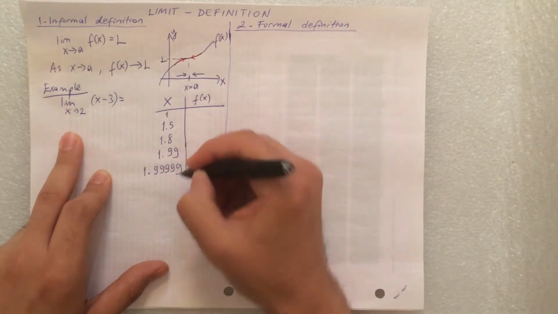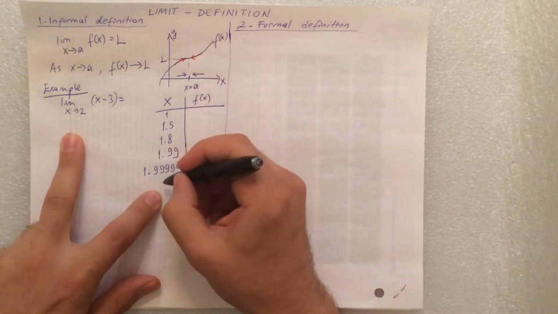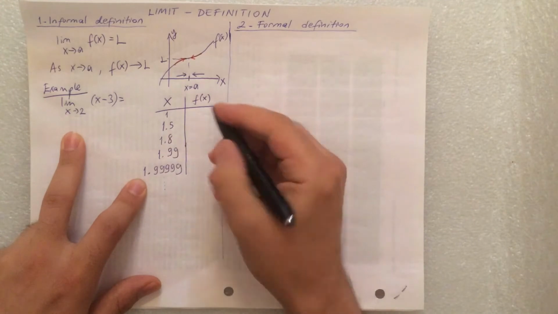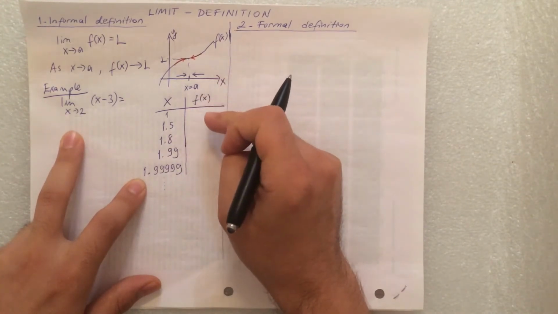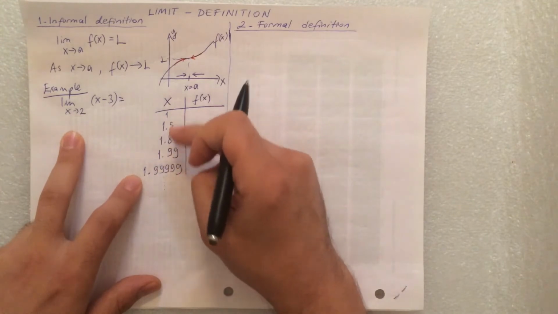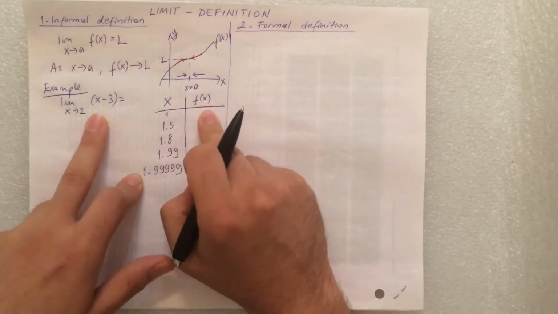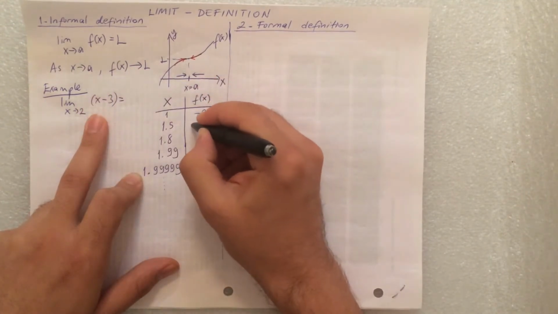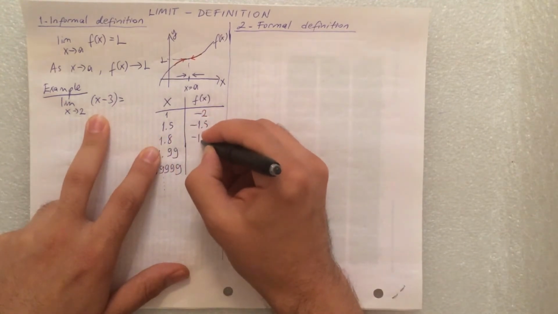1.99999, and then we can do a similar job and use much closer values to 2, and then ask the question what the value of f(x) is when we get close to 2. Let's estimate the value of f(x) here. It's going to be 1 minus 3, minus 2, minus 1.5 for this. For 1.8 it's minus 1.2.